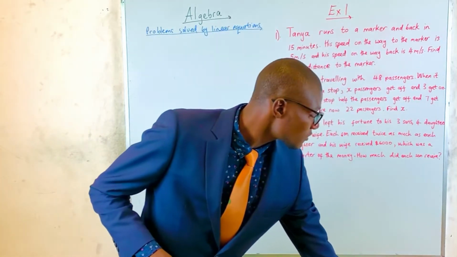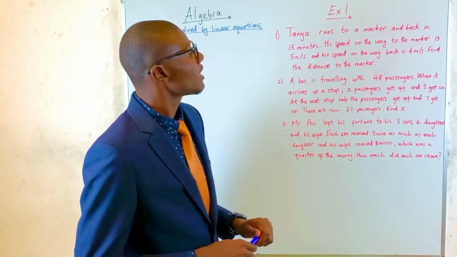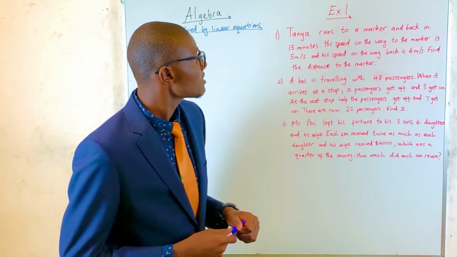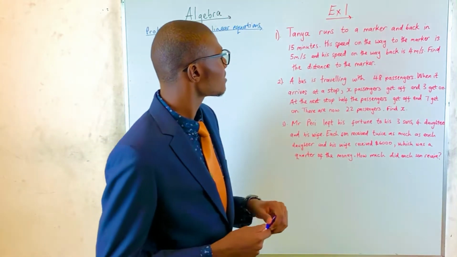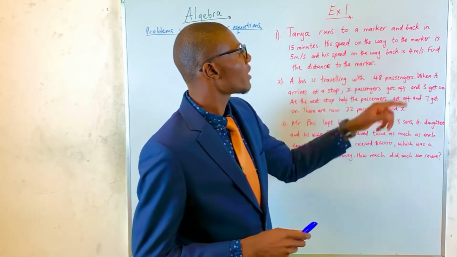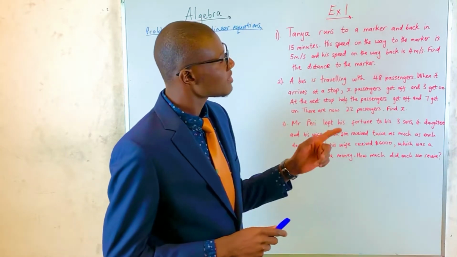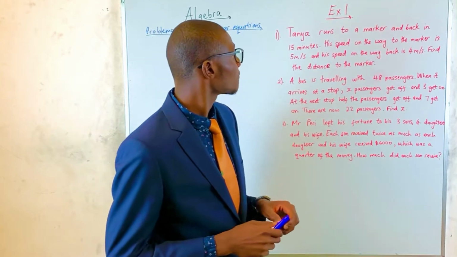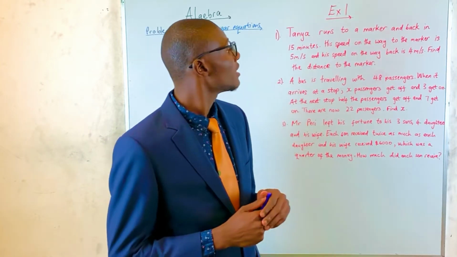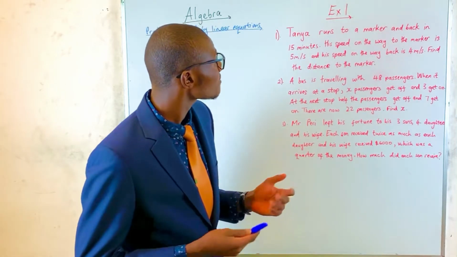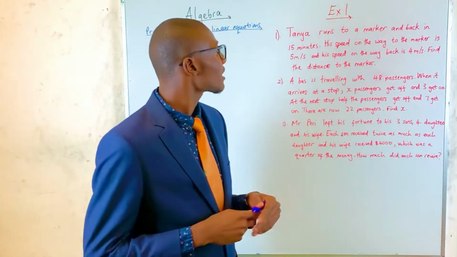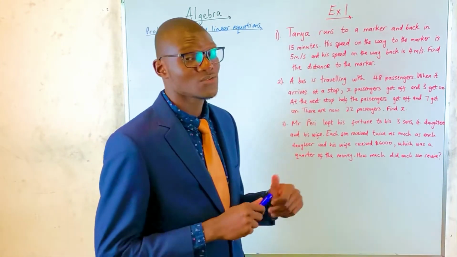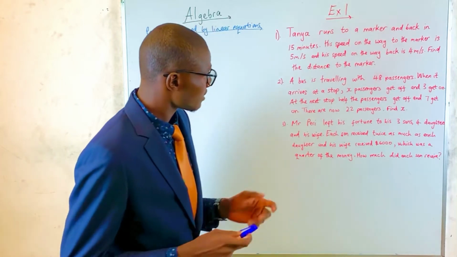Now, if we attend to the first question here, we're told that a runner runs to a marker and back in 15 minutes. His speed on the way to the marker is 5 meters per second, and his speed on the way back is 4 meters per second. The question is to find the distance to the marker.